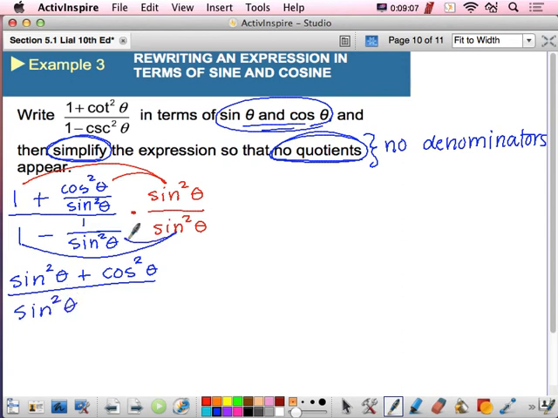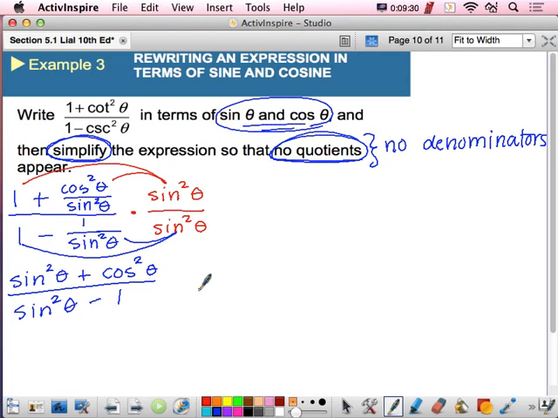And if I distribute this, if I have negative 1 over sine squared times sine squared, that gives me just plain negative 1. Okay, so it brings us to here. We have accomplished the first step so far, okay? We've looked at it, we changed it all to sines and cosines, we got rid of the complex fractions, we cleaned it up a little bit. Can it simplify further? Yes.